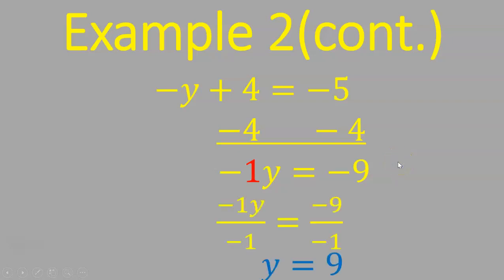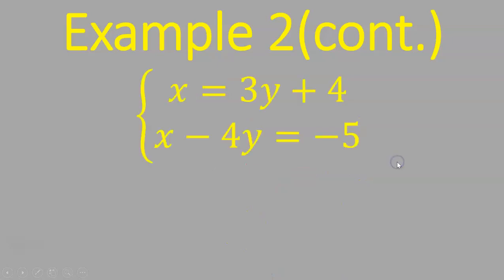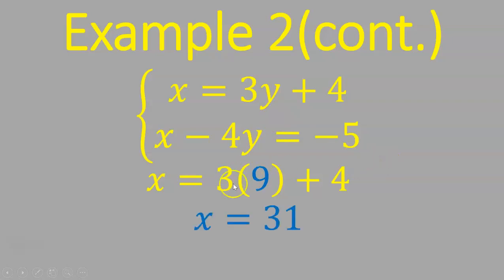So y is 9. Just like before, original problem, and I'm going to put 9 into this one. It's a little easier than putting it into that one. So I replace y with 9 this time, again for y, not for x. 3 times 9 is 27. 27 plus 4 is 31. So our ordered pair is (31, 9). Even though we found y first, we want to put x first and then y. So that's solving a system with substitution.